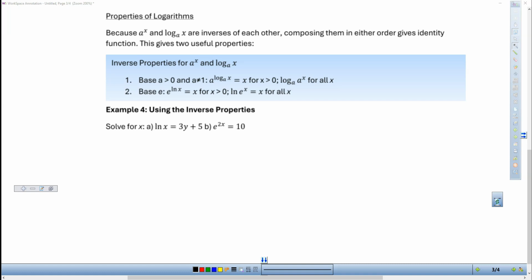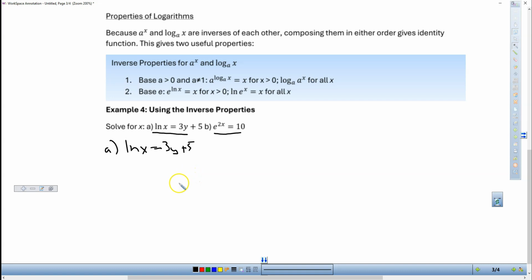So let's apply some inverse properties to solve two different examples. Our first one: solve natural log of x equals 3y plus 5. Our second one is e to the power of 2x equals 10. Let's solve letter A first. We have the natural log of x equals 3y plus 5.